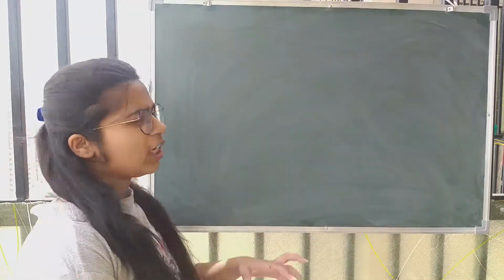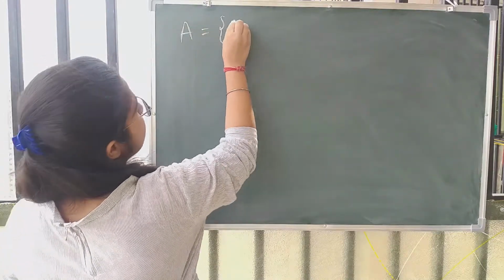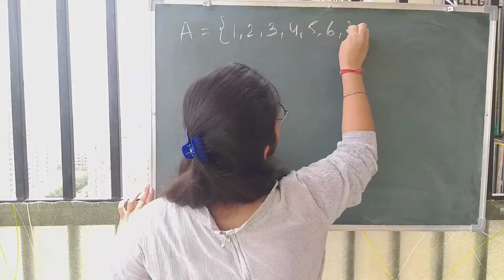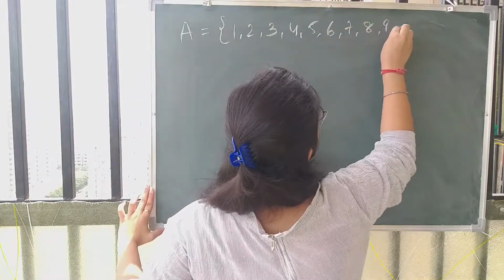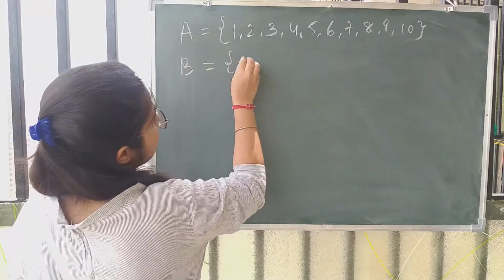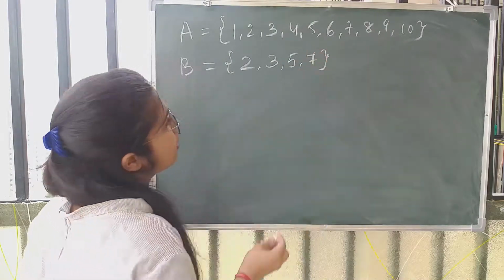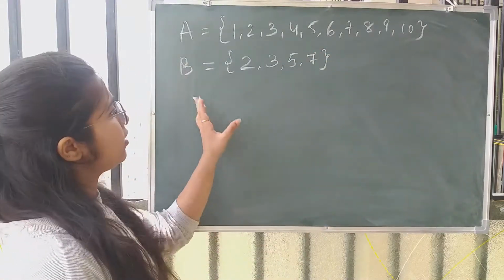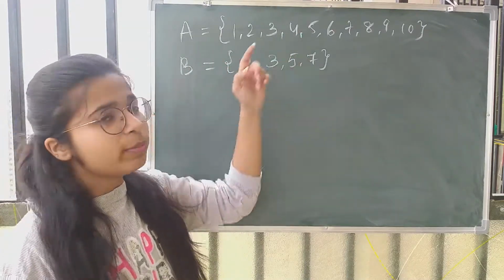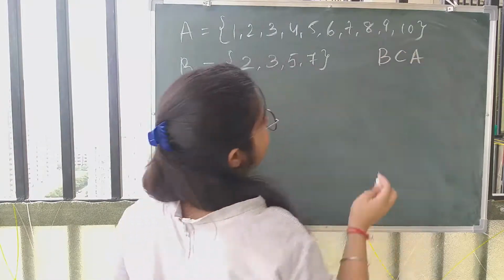Let's now consider a unique example in which A is a set of all the elements 1, 2, 3, 4, 5, 6, 7, 8, 9 and 10. And B is the set of elements 2, 3, 5 and 7. Now you can clearly see that B is a subset of A because all the elements of B also belong to A. So we can see here that B is a subset of A.